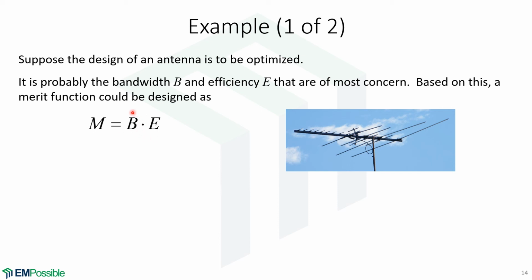It doesn't do any good to have a whole lot of bandwidth if it's a hugely inefficient antenna and that energy doesn't get transmitted anyway. So bandwidth times efficiency is a very common merit function to use. But I started thinking, is that the best? Are B, the bandwidth, and efficiency actually equally important?